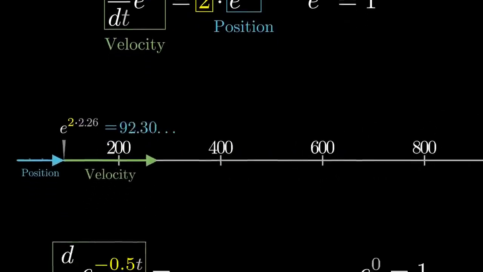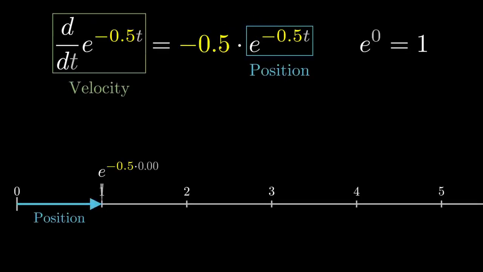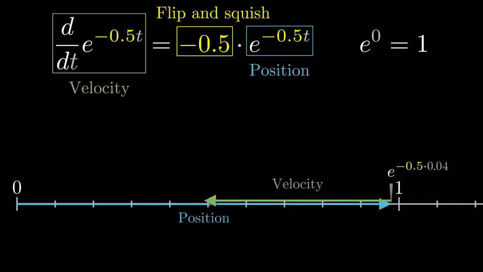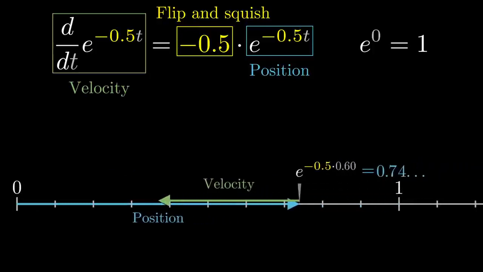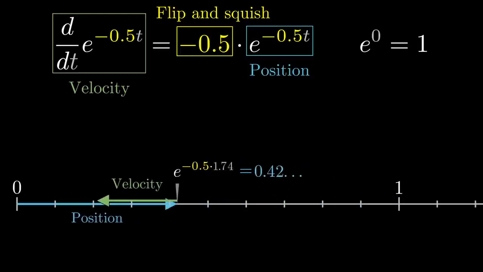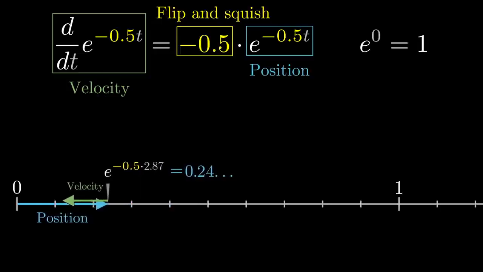What if that constant was negative, say negative 0.5? Well, once again, by the chain rule, the derivative of this function is negative 0.5 times the function itself. So at every moment in time, that velocity vector looks like a 180-degree rotation of the position vector, but scaled down to be half its length. This means you start moving to the left, but as you approach 0 with a smaller position vector, that velocity must get proportionally smaller. So it approaches 0, but at an ever-slowing pace. This, of course, is exponential decay.